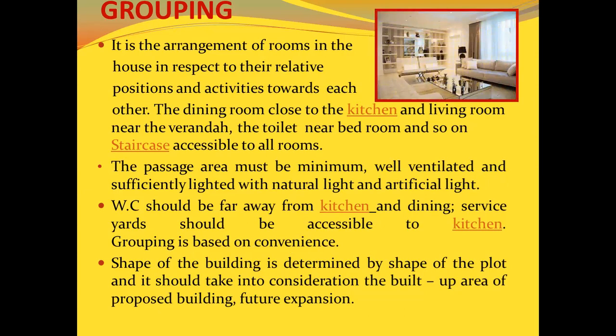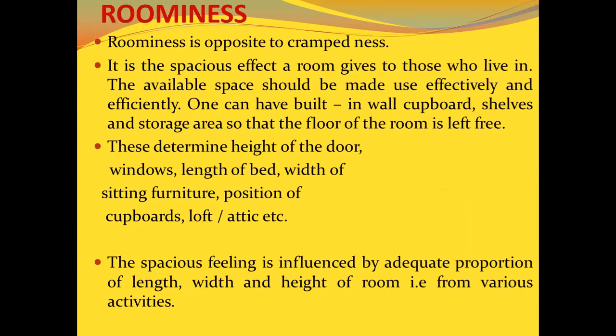So this picture shows the clear grouping of the furniture arrangement and the things which are placed in the shelves, etc., which is well grouped and well balanced and ventilated with natural and artificial lights. This is about roominess. Roominess is the opposite of crampedness. It should be free. The room should be very free. It should have a spacious effect, and the available space should be effectively and efficiently used by those who live in the house.